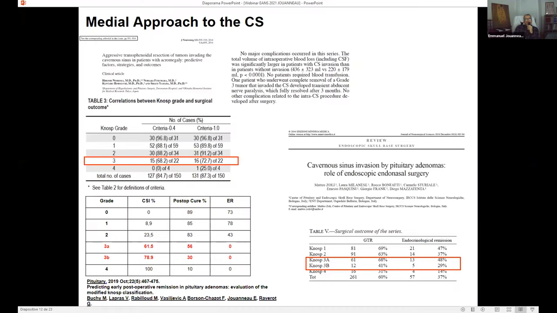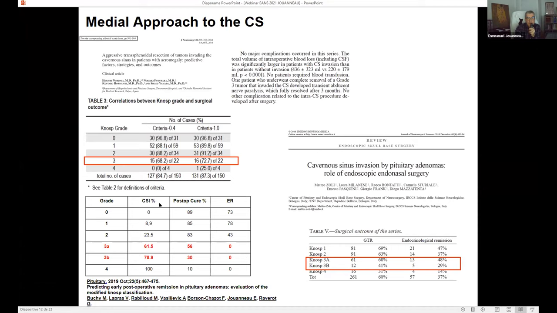So when you look at the results for the medial approach to the cavernous sinus, it's for grade 3 tumors, the tumors that start to be invasive of the cavernous sinus. I put here two papers with impressive results, the one from Diego, and sometimes it's very impressive. You can cure or have gross total removal in around 70%.